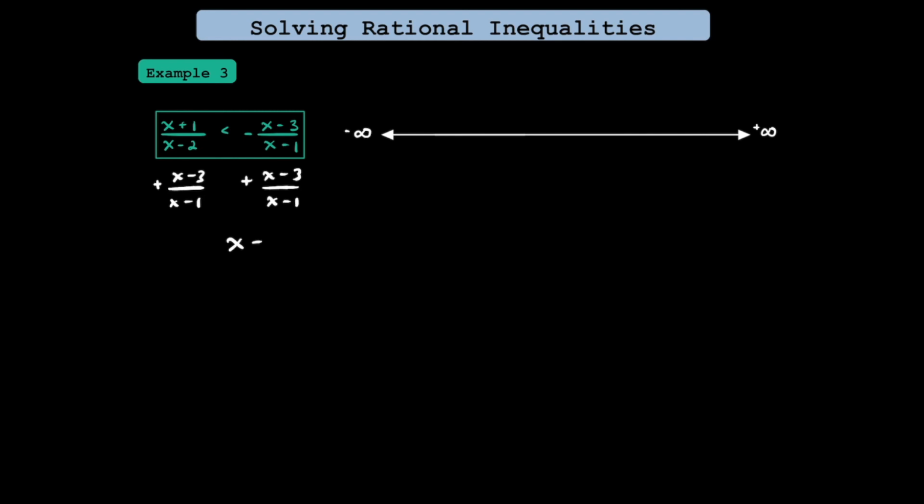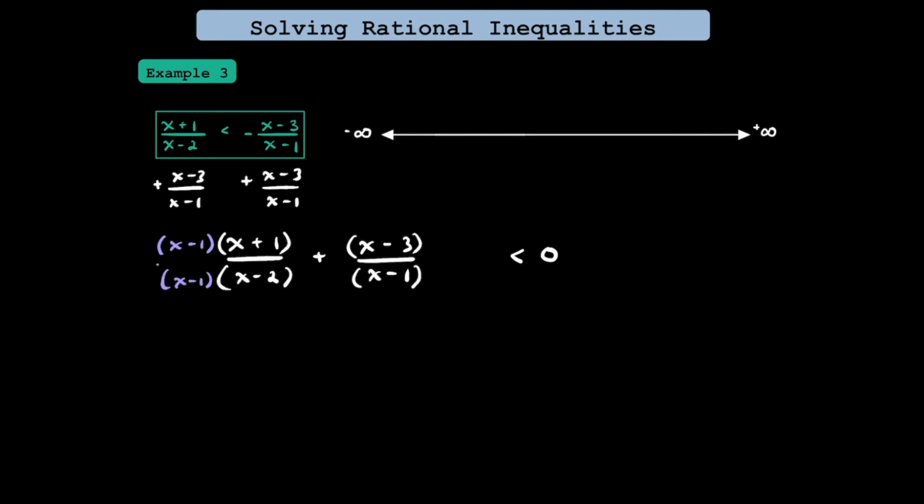In doing so, we're going to get (x + 1)/(x - 2) + (x - 3)/(x - 1). This whole thing is going to be less than 0. Similar to the last example, we need to get common denominators here. First, I'm going to group all our binomials by giving them a nice hug here. And I'm going to multiply this left fraction by (x - 1)/(x - 1), and multiply this right fraction here by (x - 2)/(x - 2).